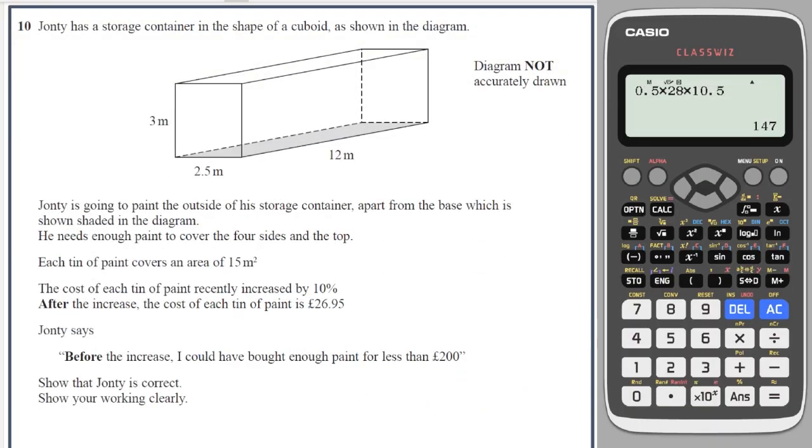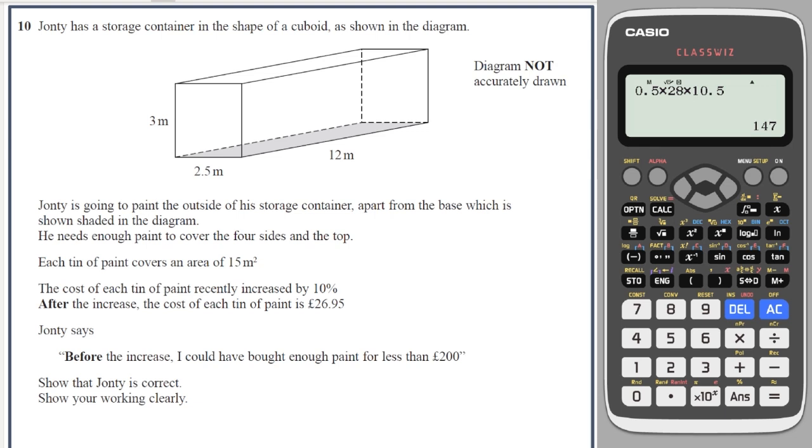Jonty, great name, has a storage container the shape of a cuboid, and Jonty is going to paint the outside of the storage container apart from the base, which is shaded. He needs enough paint to cover the top and all four sides. Each tin of paint covers an area of 15 meters squared. He said the cost of each tin of paint recently increased by 10%. After the increase, it was this amount.